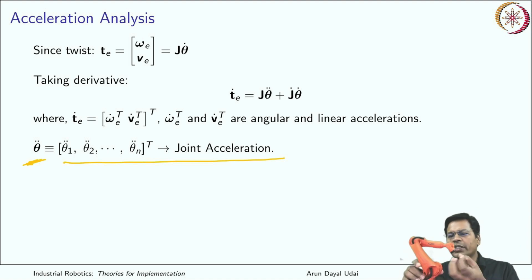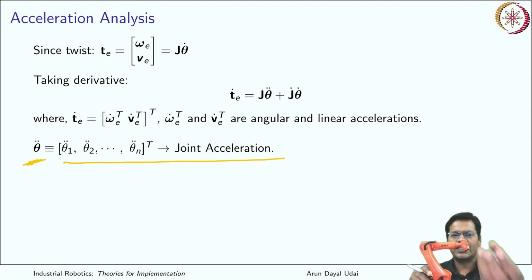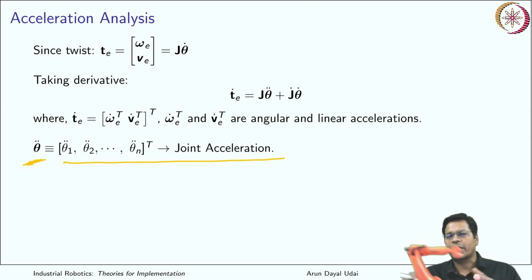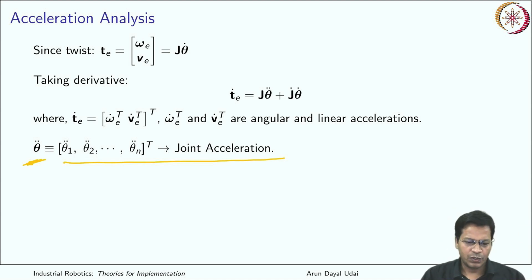Let us say you are holding something at your end effector, and it is moving with an acceleration. I want to be very sure that with that acceleration, whatever pseudo forces are generated due to inertia, it should not come out of the gripper. That is why acceleration analysis is sometimes very, very important. Okay, so this is it.